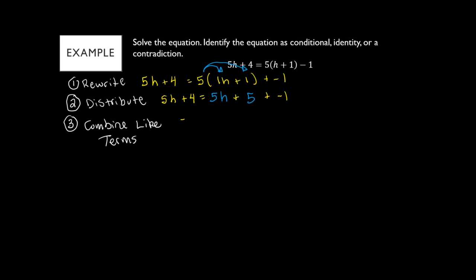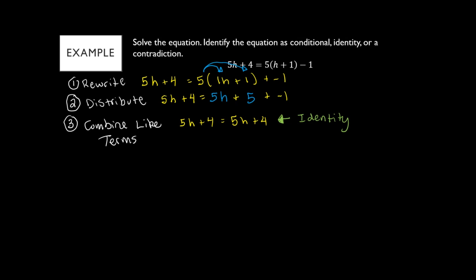And so that gives us 5h plus 4 equals 5h plus 4. Well, the left side is identical to the right side. So at this point, even though we haven't finished solving, we have an identity equation, which is exactly what you guys identified, because the left side and the right side are identical. And so that means we're going to have infinite solutions. Our solution is all real numbers.